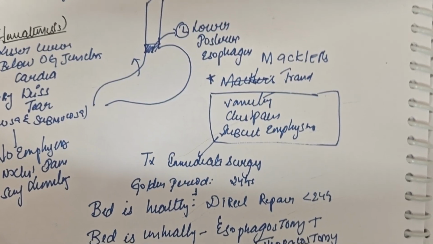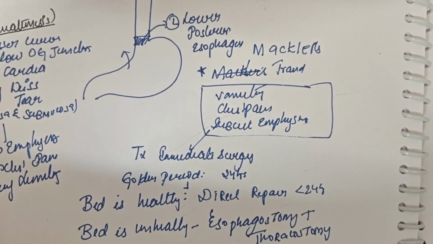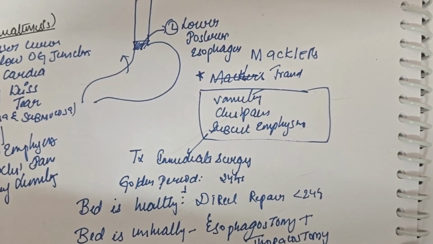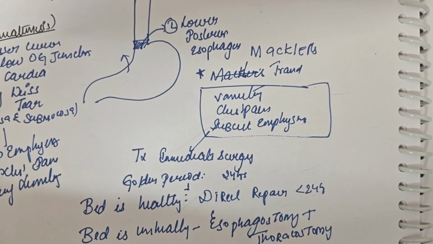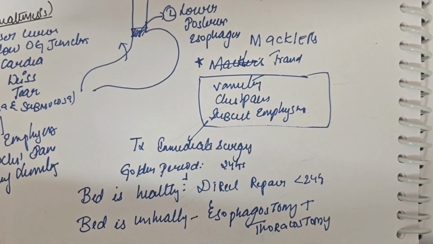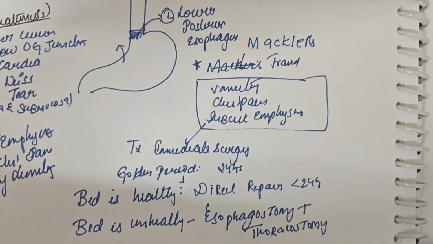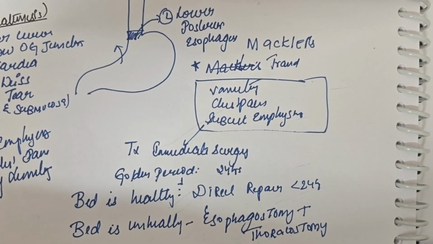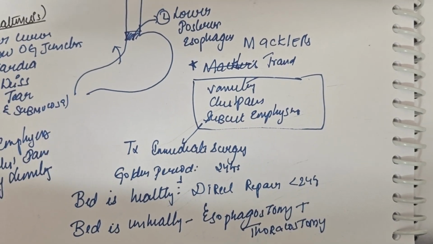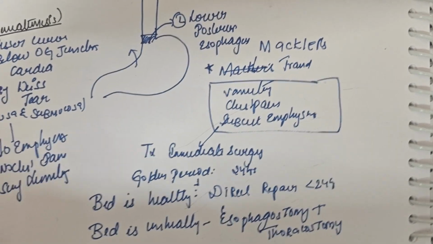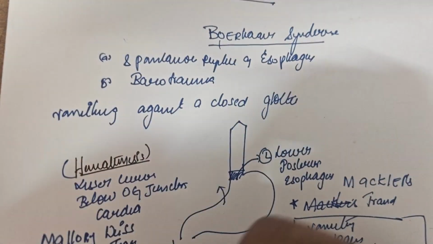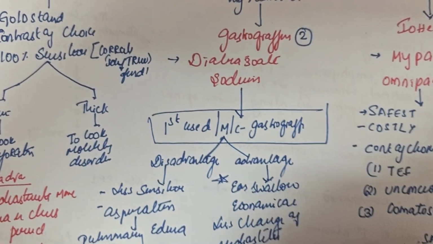What is esophagostomy? It is a manual way of putting a hole in the esophagus, and you put a tube so that feeding can start. And you can have something known as thoracostomy, where you make a hole at the thorax. These are the two basic points you need to understand in Boerhaave syndrome, right?